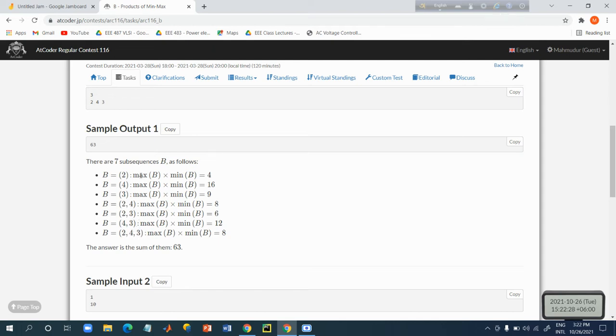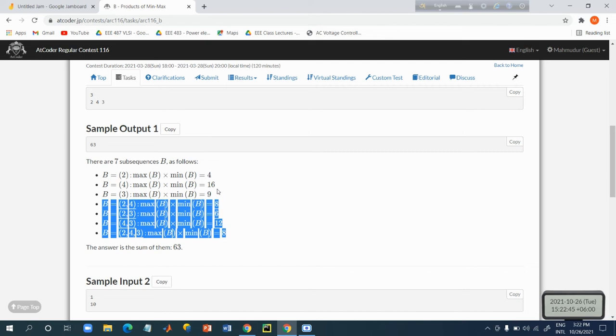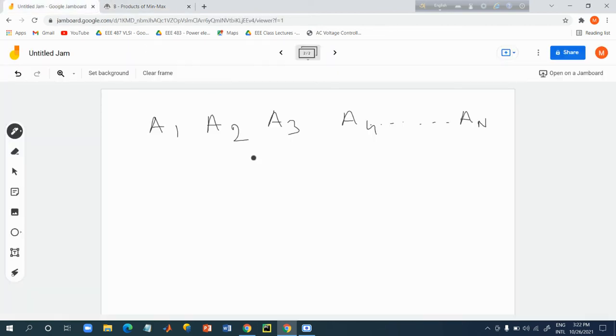For each of the subsets we find the minimum value and the maximum value, and we multiply them. For this subset the minimum value is 2 and the maximum value is 3. For this subset the minimum value is 2, the maximum value is 4, so the multiplied result is 8. Finally we have to add all of this up. So let's go to the solution part.